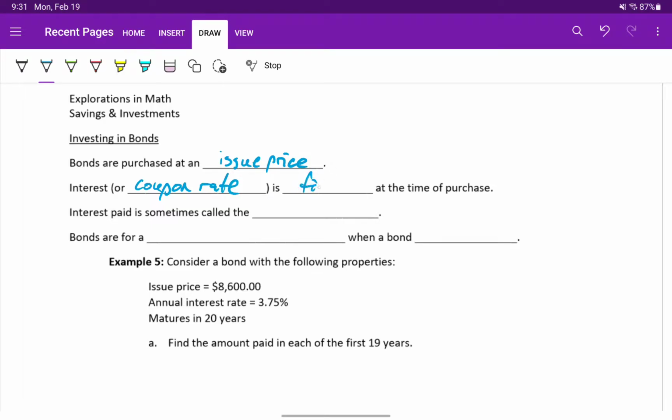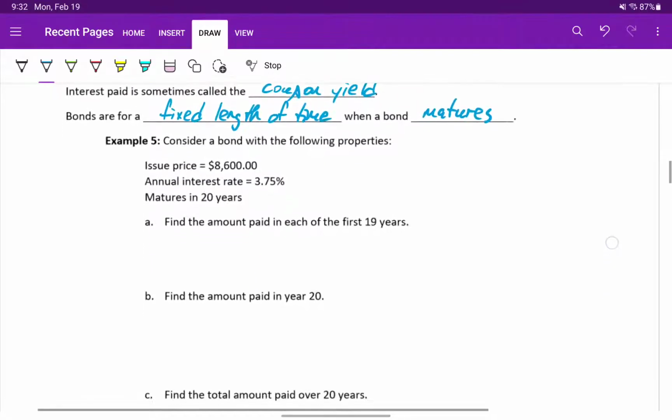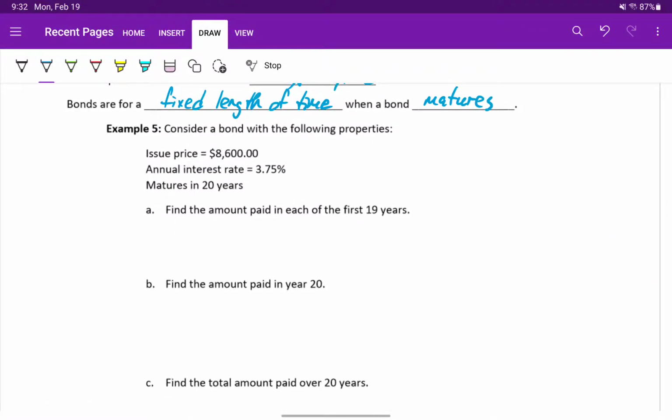is fixed at the time of purchase. So you get a fixed interest rate for the length of that bond. The interest paid is sometimes referred to as the coupon yield. And bonds are for a fixed length of time. And at the end of that period, the bond is said to have matured. So our bond has a fixed interest rate for a fixed length of time until it matures.